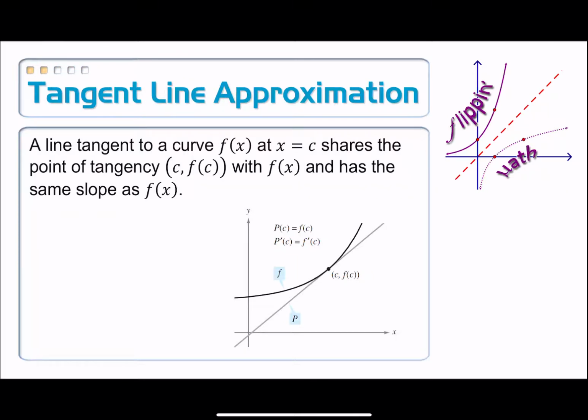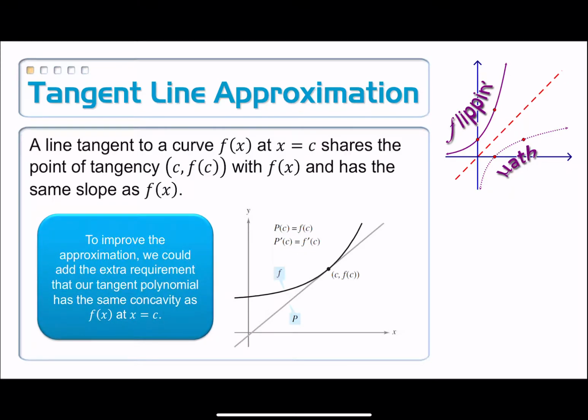Okay, so a tangent line approximation had two things in common with your function, as we saw. It has the point of tangency, it shares a point, and the slope. The slope at that particular point is the same as the slope of the tangent line. But what if we gave it one additional requirement? What if we said that it also has to have the same concavity? Shares the point, shares the slope, and shares the concavity.